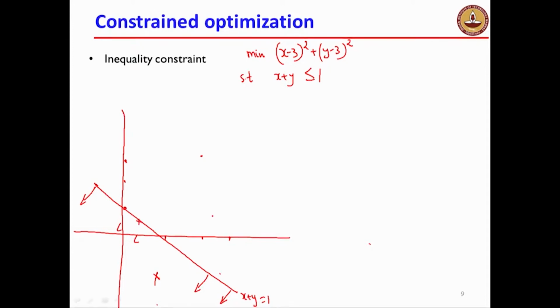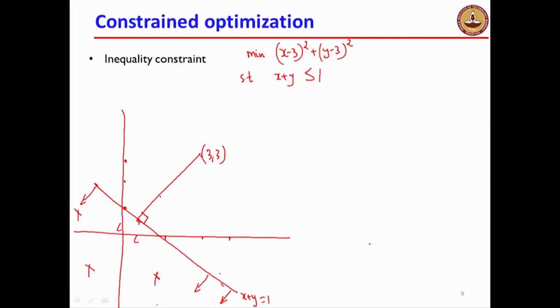I hope all of you agree that it cannot be a point which is strictly below the line, because if it is below the line, I can go closer to the line and my distance of the point from the point (3, 3) will only decrease. So it cannot be a point which is strictly below the line. It has to be a point somewhere on the line. That much is clear. Now if it has to be a point somewhere on the line, we can use the same arguments that we did in the equality constraint optimization case, and make the same argument that the point where the perpendicular intersects the line has to be the optimal point.